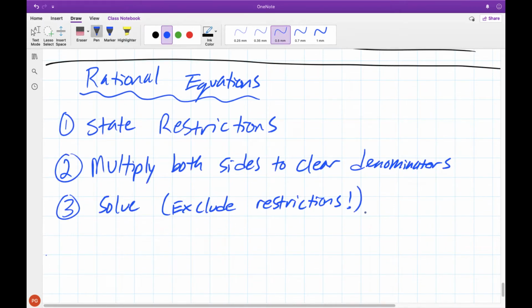The 3 main steps involved in solving rational equations are to first state the restrictions. We talked about that in our first video. We are then going to find what polynomial to multiply both sides of our equation by in order to clear all the denominators, and then we just solve it. Once we get to this last step, it's just like we did in Chapter 3, but we do have to be careful to exclude the restricted values that we said in Step 1. Those ones can never be our answers.